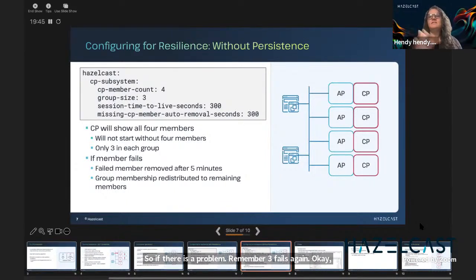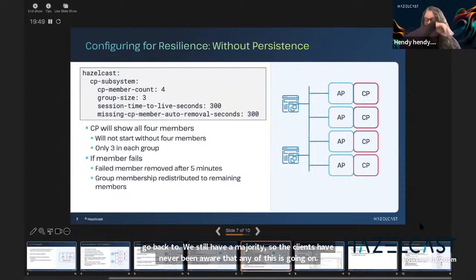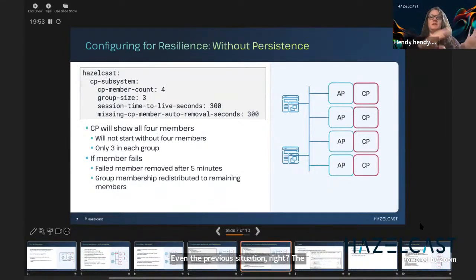say member 3 fails again, okay, we still have a majority. The clients have never been aware that any of this is going on, even in the previous situation, right? We're talking about not a partition now, we're talking about a member failure. In that situation, I still have a majority. The clients are still able to talk to the CP subsystem. This is all managing my resilience and managing everything in the background before something crashes and affects our application.